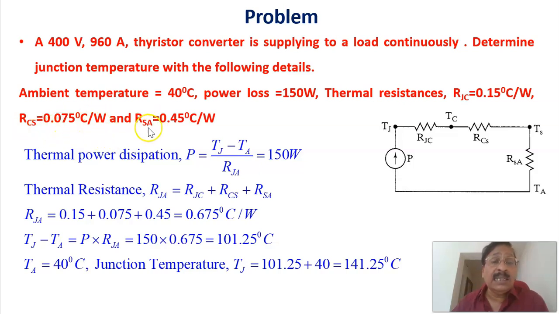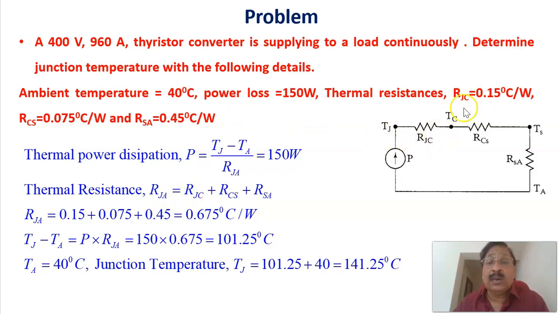And between heat sink and ambient, RSA equals 0.45 degrees centigrade per watt. Therefore, this is the thermal equivalent circuit. And here, thermal power P is given by Tj minus Ta divided by Rja. That is given as 150 watts. Therefore, Rja is the summation of these resistances.